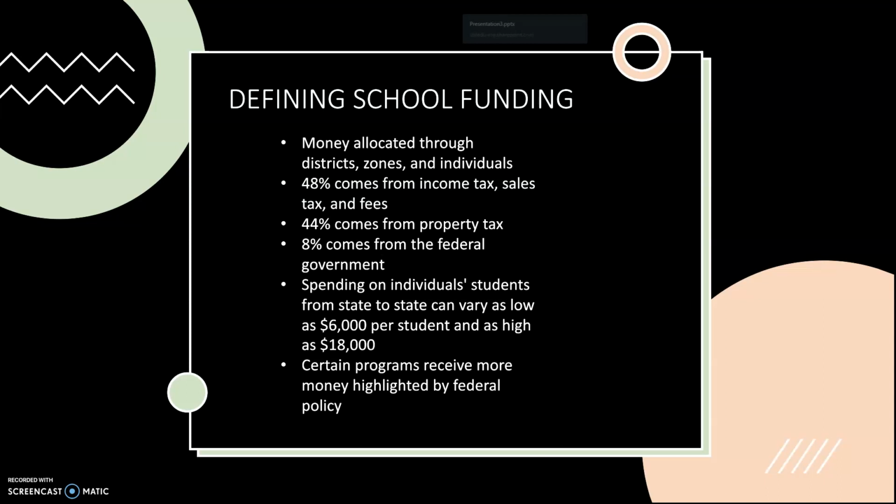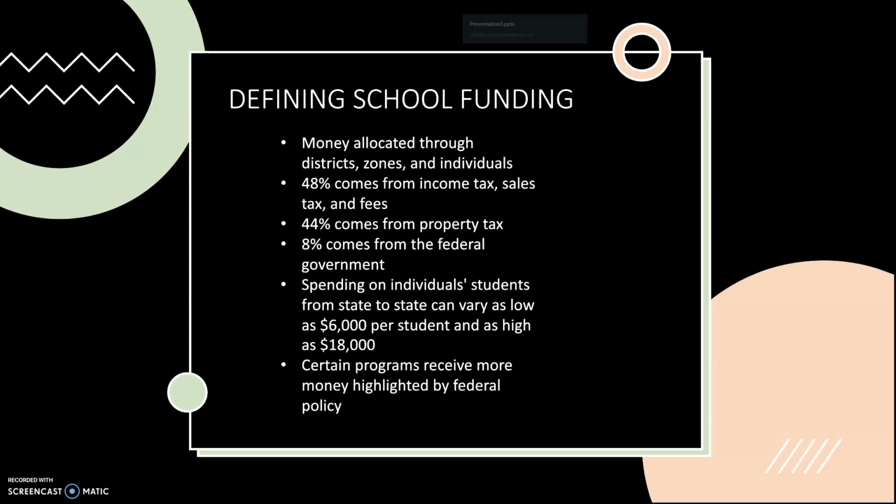We want to note that money is allocated through districts, zones, and individuals. This may be through individualized programs that help disabled, different language individuals, and much more. Different districts like low income, higher income, and zones of higher property taxes, and more. Noting the divisions between federal, state, and local funding, we want to note that 48% of funding comes from income taxes, sales taxes, and fees. 44% comes from property taxes, and 8% comes from the federal government.